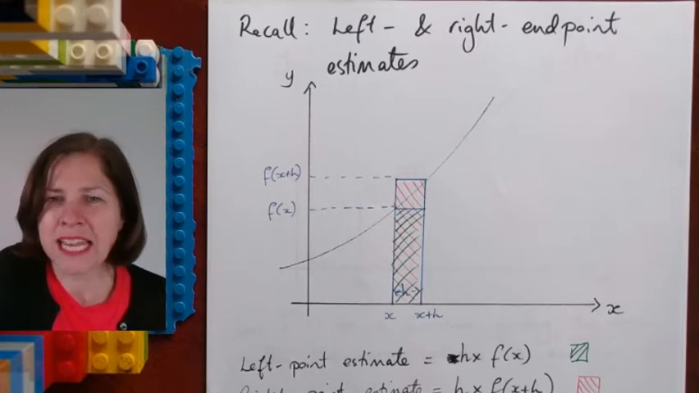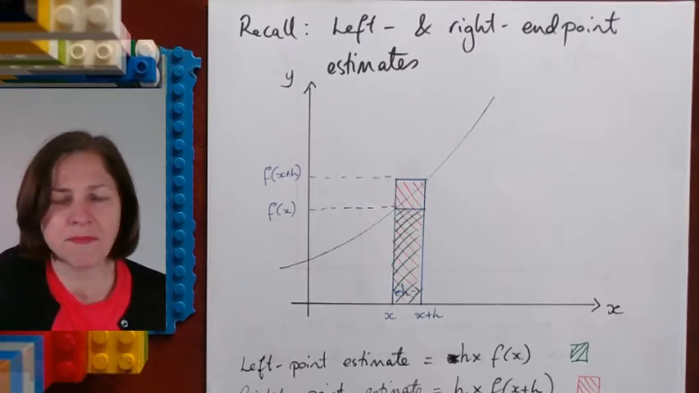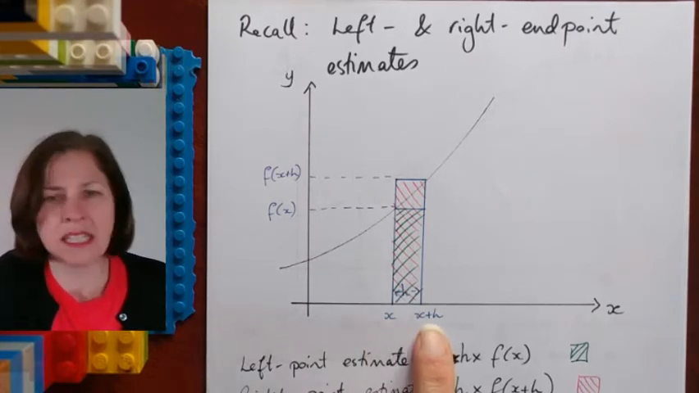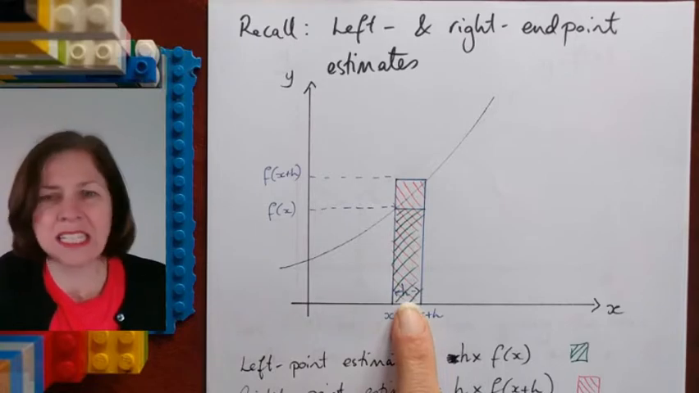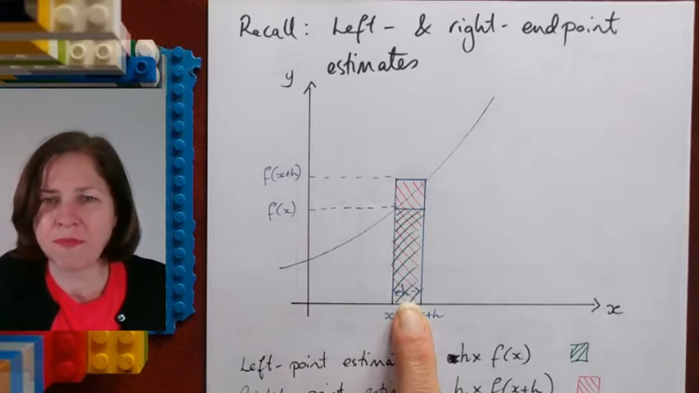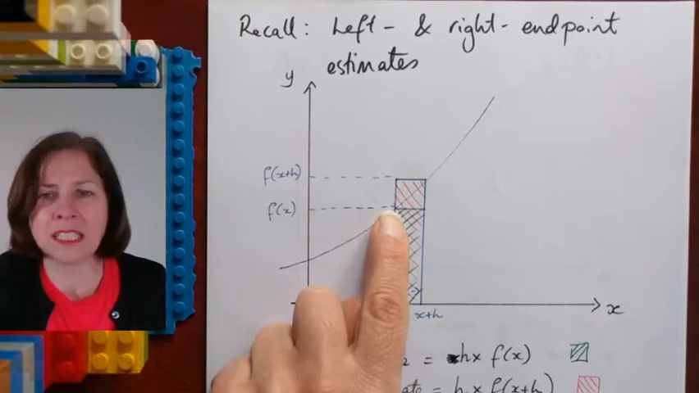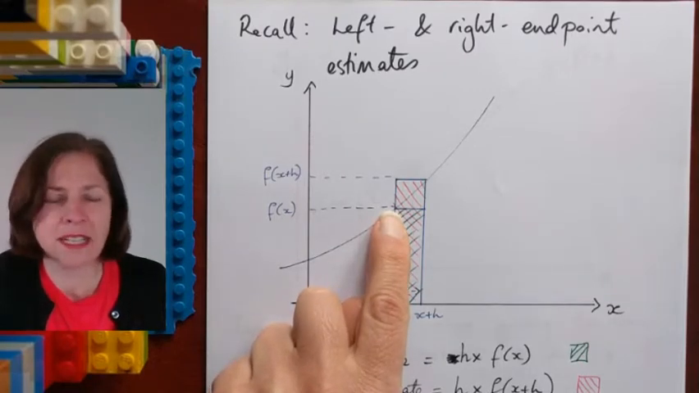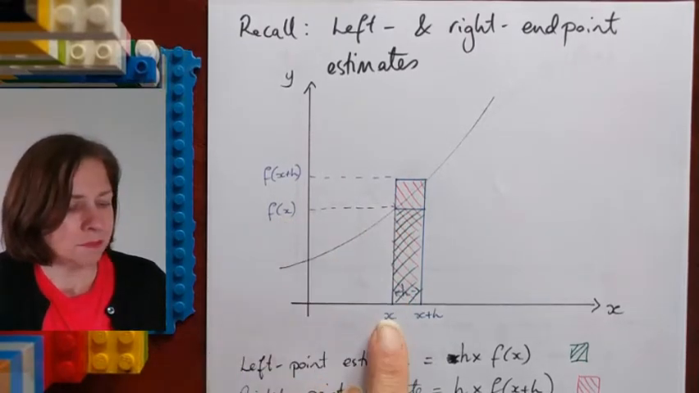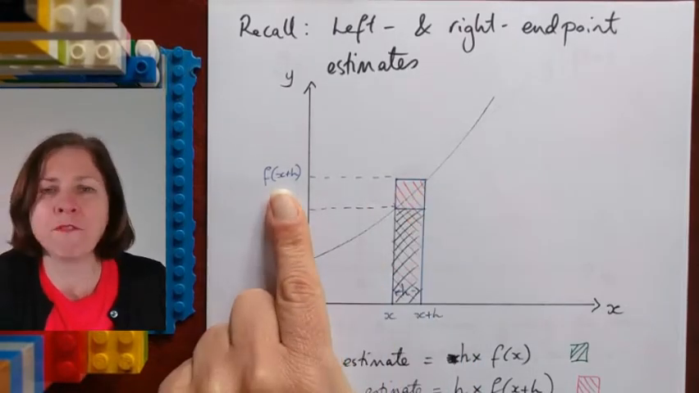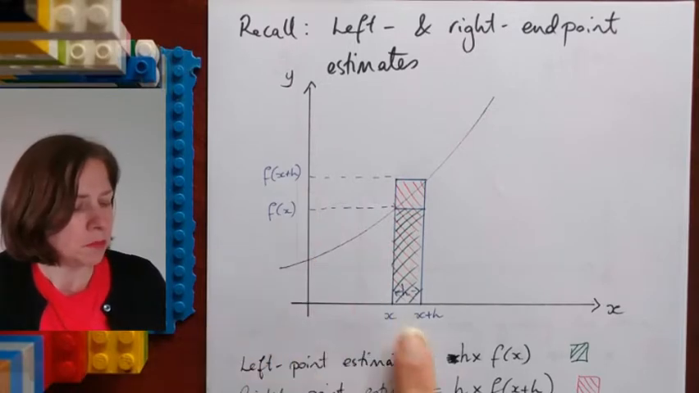So I'm going to take that method now, and I'm going to place two points on my x-axis, this point x and this point x plus h, so the distance between them is h. And then I'm going to draw two rectangles. One will be my left point estimate, so the height of that rectangle is going to be f of x, and then the other is the right point estimate, the height of which will be f of x plus h.